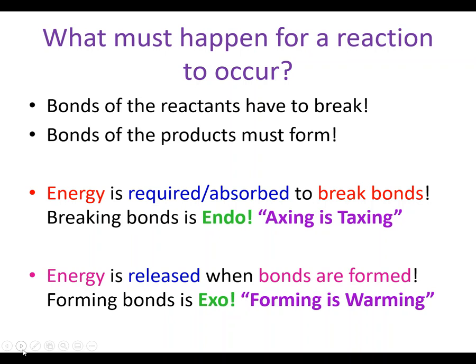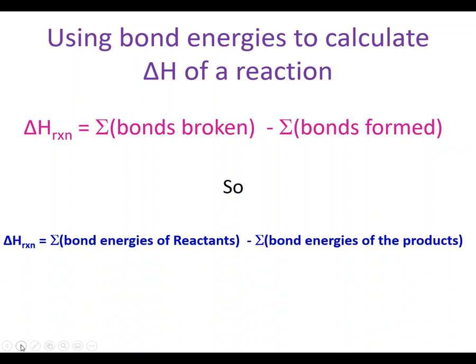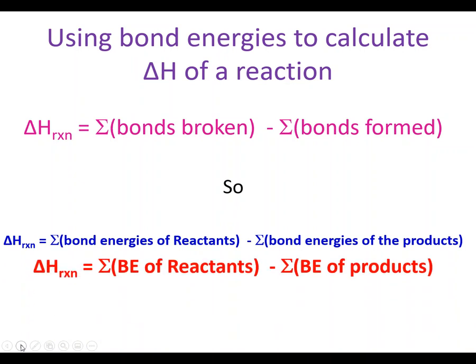So let's look at that equation. Delta H reaction is the sum of the bond energies that are being broken minus the sum of the bond energies being formed. So BE, of course, represents bond energies of the reactants, and the sigma symbol is the sum, and then the bond energy of the products there.